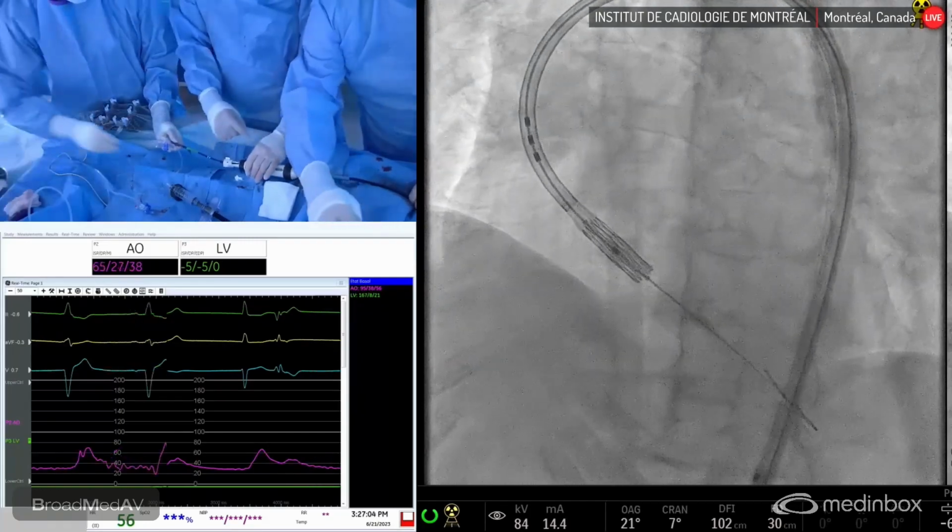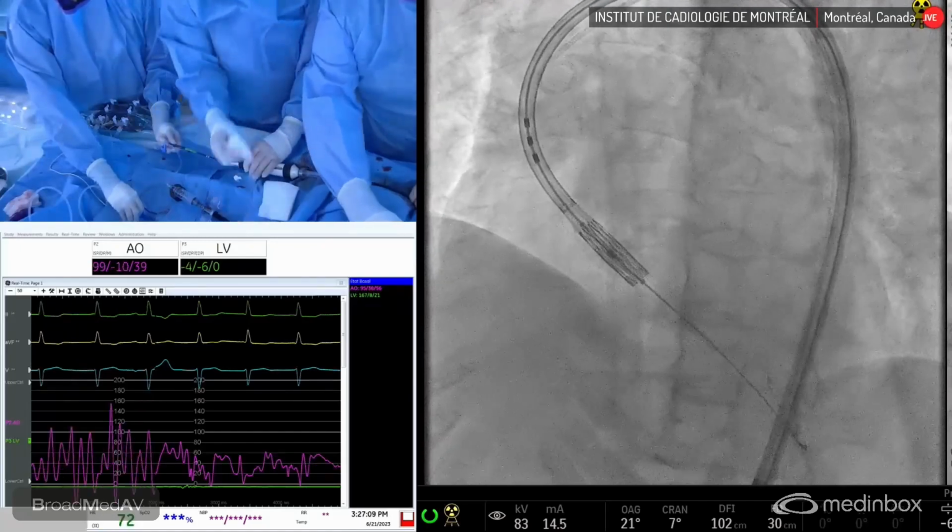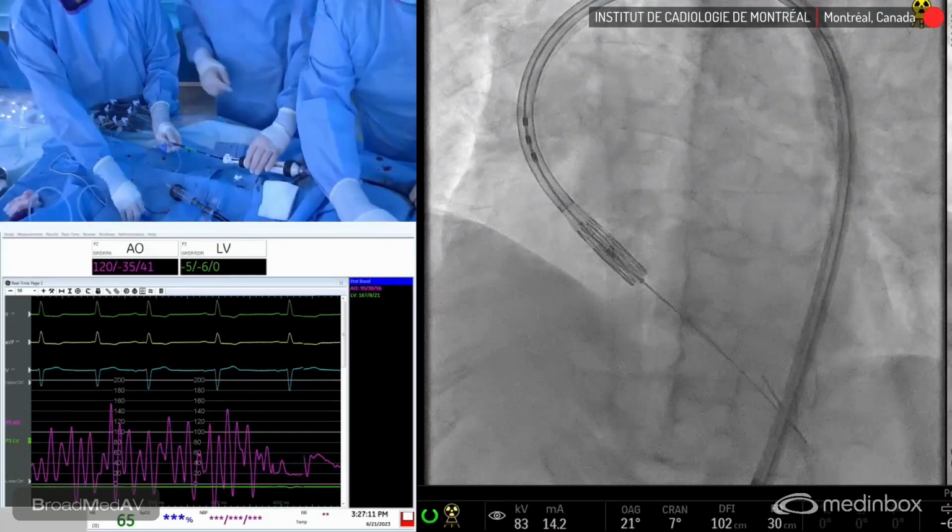Okay. Perfect. I think we'll do an angiogram here. Wait a minute, I will just bring it back. So we were aiming for 50-50. So we're going to do an angiogram here just to have a look.